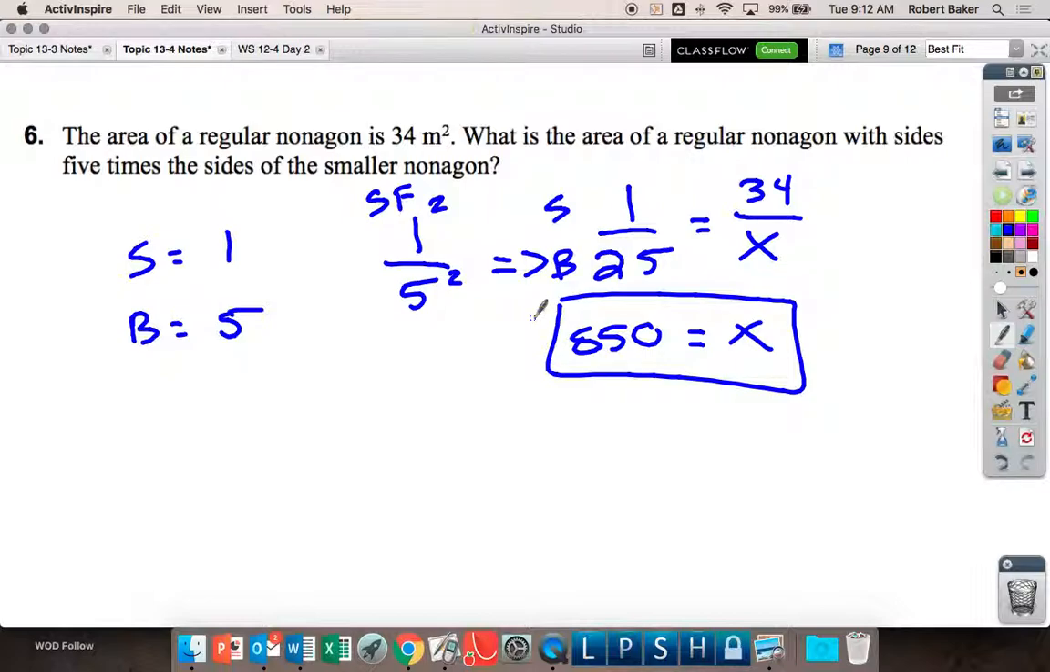So by choosing intelligent side lengths like 1, it made all the math easier. If you said, I don't know, 13, it would have made it a lot more complicated. So if it gives you an opportunity to pick your own side length, always choose 1. The side length of this nonagon is 1. The other one's 5 times bigger, so the side length over here is 5. Pretty smart, Baker. Oh, thanks.